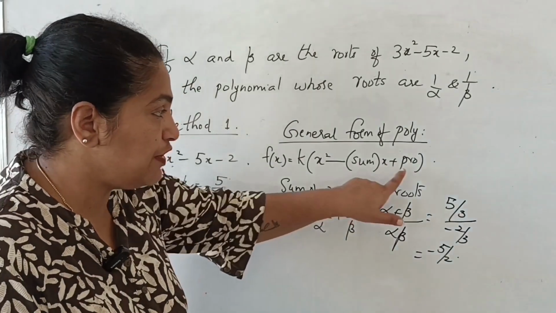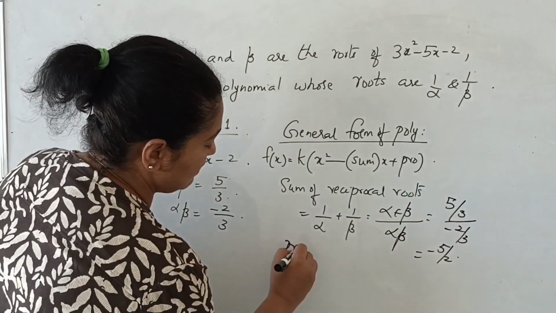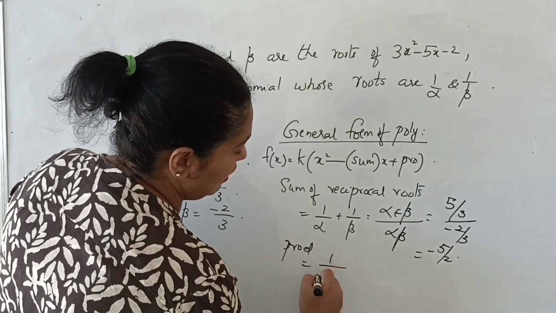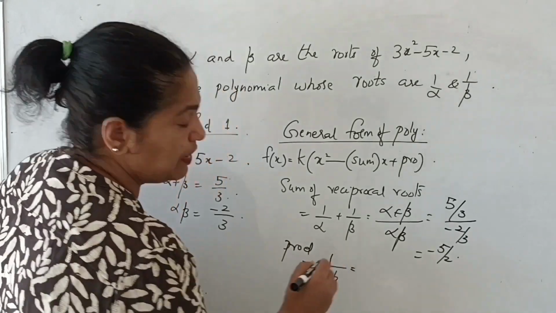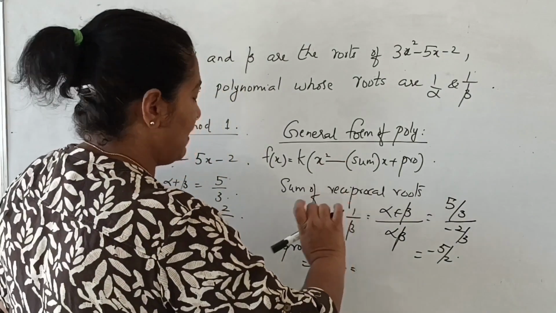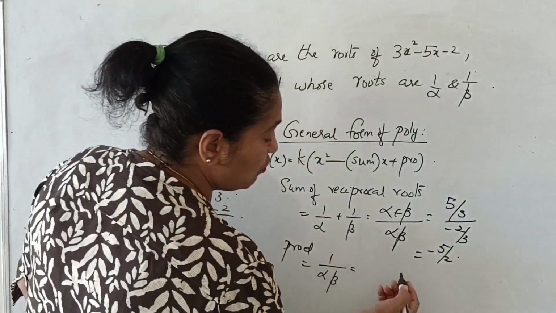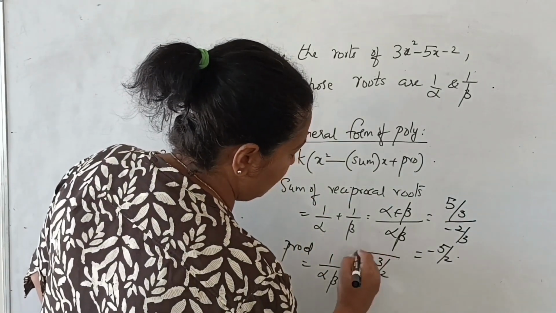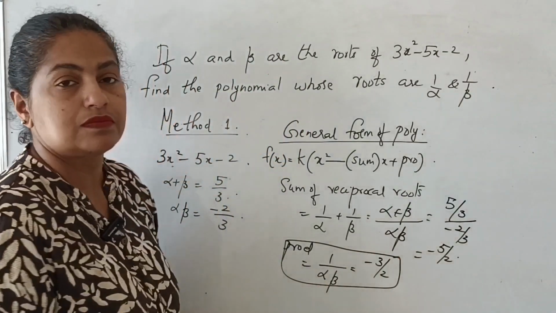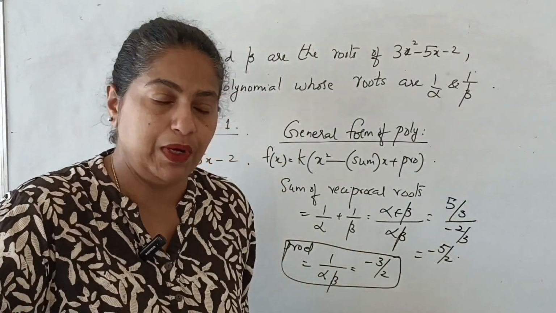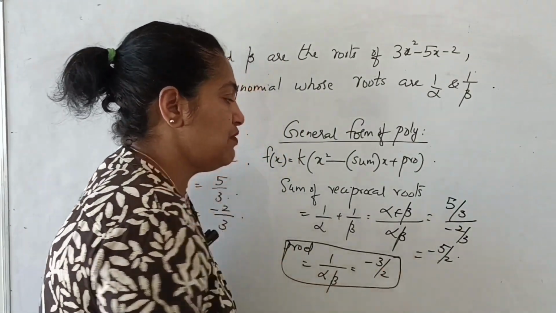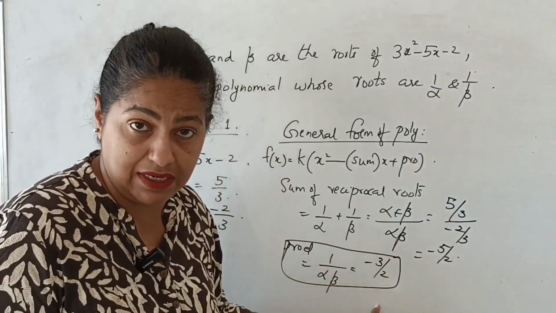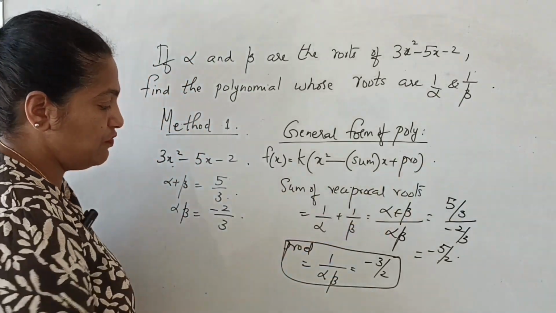Agreed. Now I need to find the product of the roots. So product of the reciprocal roots is 1 by alpha into 1 by beta, which is 1 by alpha into beta. What is alpha into beta? Minus 2 by 3. So 1 by alpha into beta becomes minus 3 by 2. Now in order to form the polynomial whose sum is given by minus 5 by 2 and the product is minus 3 by 2, I need to write it in this form.